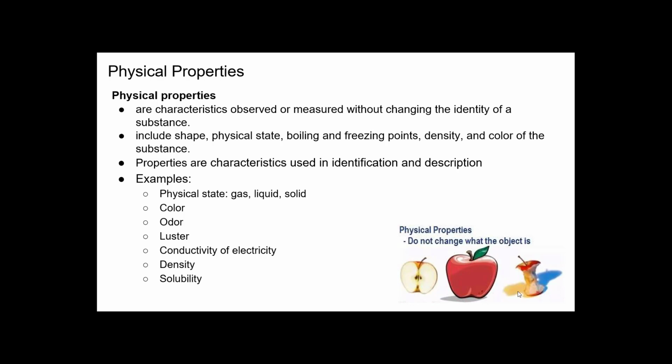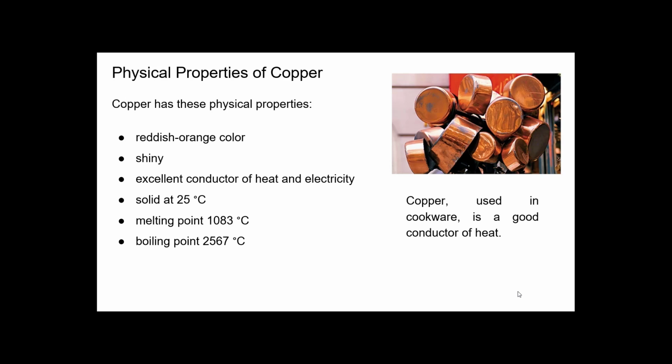If you had a substance and you didn't know what it was, you would start looking at some of the stuff to determine what it is and then go on to the next step. So the physical properties do not change what the object is. Physical properties of copper, for instance, it's reddish orange, it's shiny, that's the luster. It's an excellent conductor of heat and electricity. It's a solid at 25 degrees Celsius, room temperature. It has a melting point of over 1,000 degrees and a boiling point of over 2,000 degrees. So this is an example of describing the properties of copper.